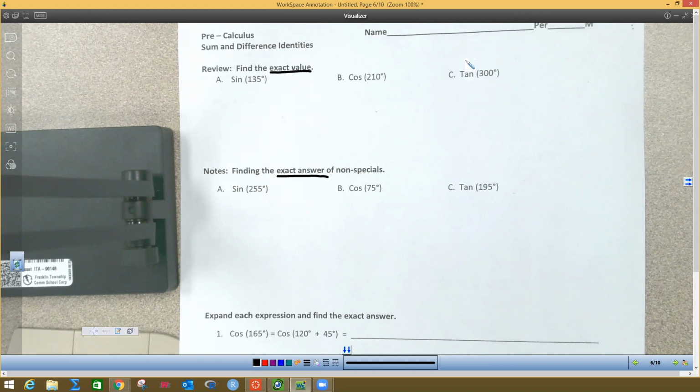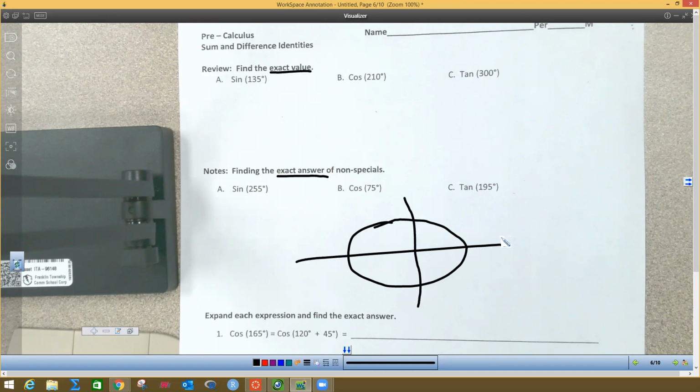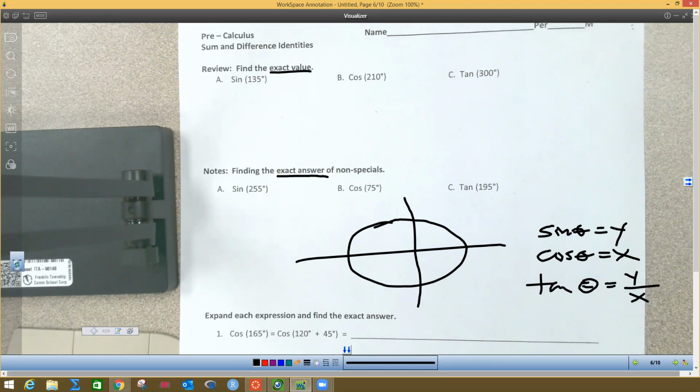All right, so here's what you're supposed to do on those last 5 problems on the quiz, because we've already done this stuff. You're supposed to look at your unit circle, and you are supposed to know that the sine of theta on the unit circle is the y value, the cosine of theta on the unit circle is the x value, and the tangent on the unit circle is y over x. You're supposed to know that.